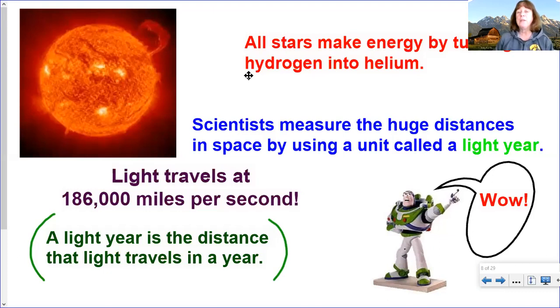And so when we see stars that are way out in space, they are light years away from us. And we measure that in how long it took that light to travel to Earth. Okay, so those are just 4 facts that you need to remember. Stars burn hydrogen into helium, and distances in space are so huge that we call them light years away.